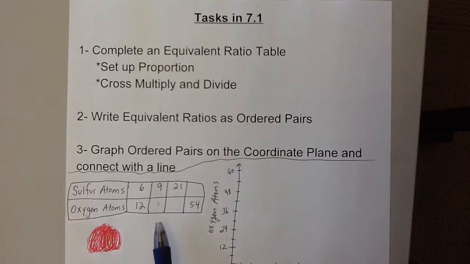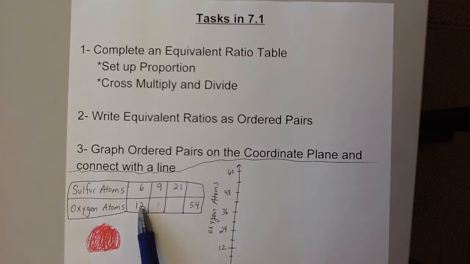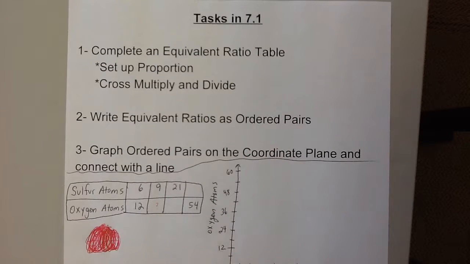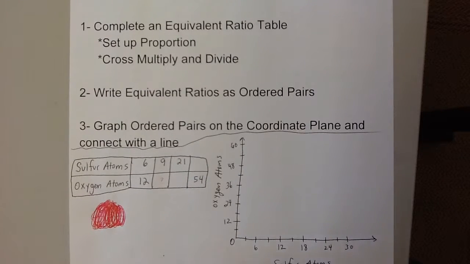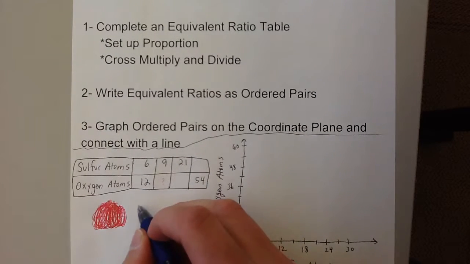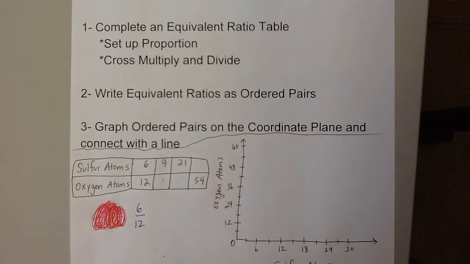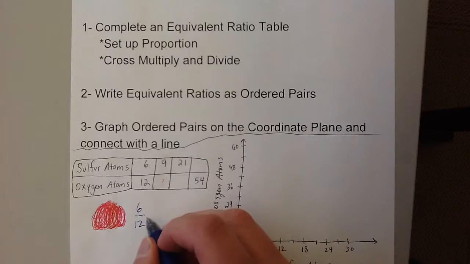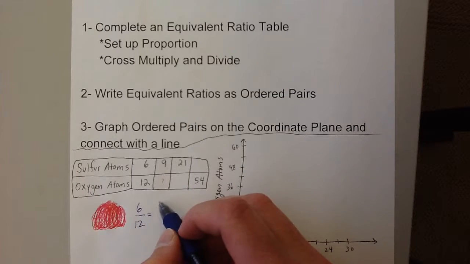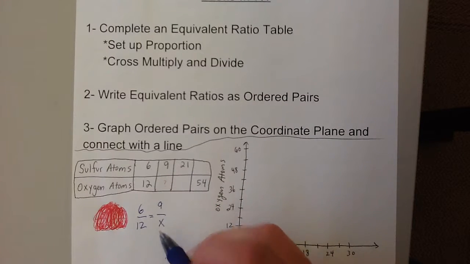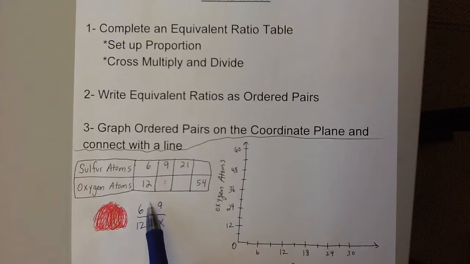So here I have a table of sulfur atoms to oxygen atoms. It's a ratio of sulfur to oxygen. Here I have 6 sulfurs for 12 oxygens. We're going to work off of that ratio to find equivalent ratios to complete the table. So first I can write this ratio as a fraction, 6 to 12, 6 over 12. Sulfurs on top, 6 sulfurs to 12 oxygens. I can set that equal to 9 sulfurs to, I'll call it X, some unknown amount of oxygen.